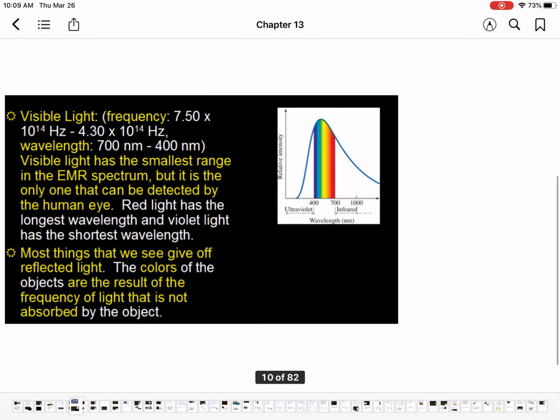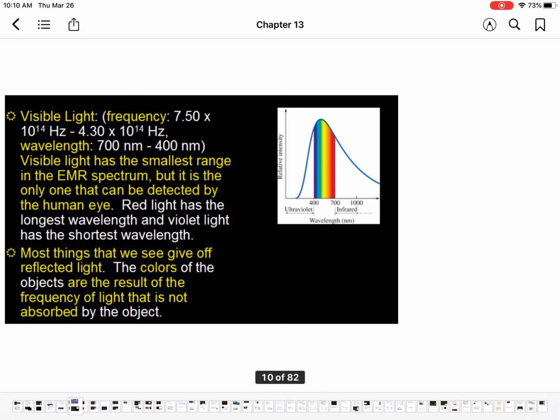Then we get to visible light. You do need to know that it's from 700 nanometers to 400 nanometers. By memorizing those two, you can always calculate the frequencies. You can memorize the frequencies if you want, but you need to know those two. Visible light has the smallest range, but it is the only one that can be detected by the human eye. Red light has the longest wavelength, and that's kind of it.